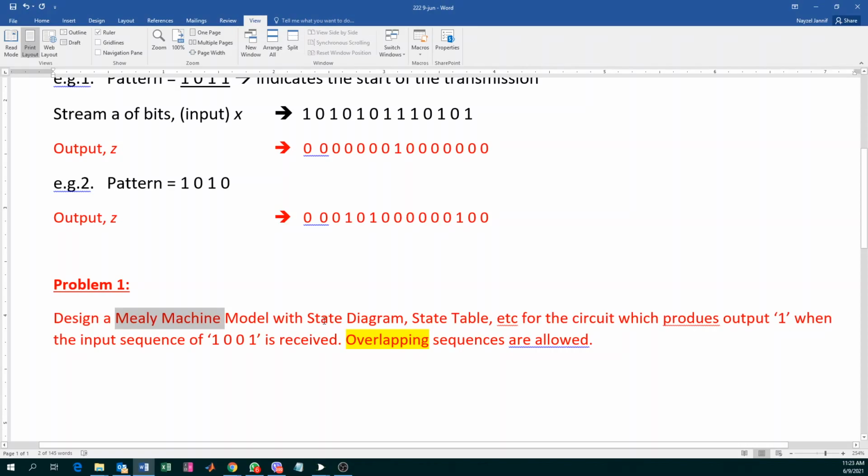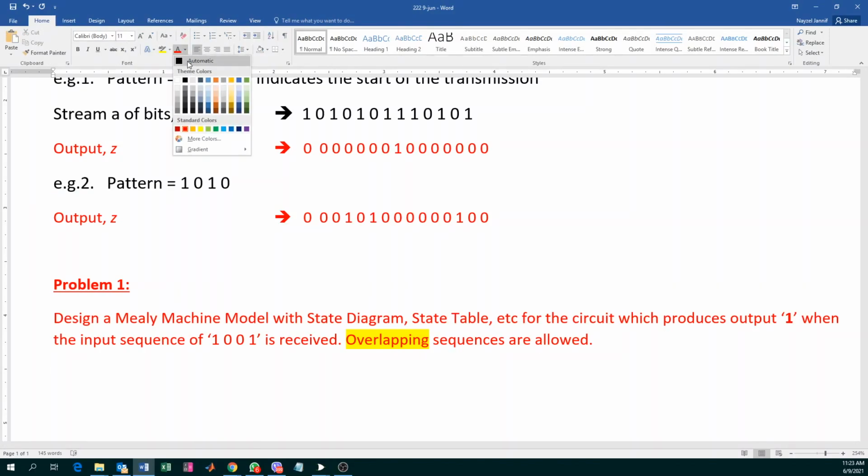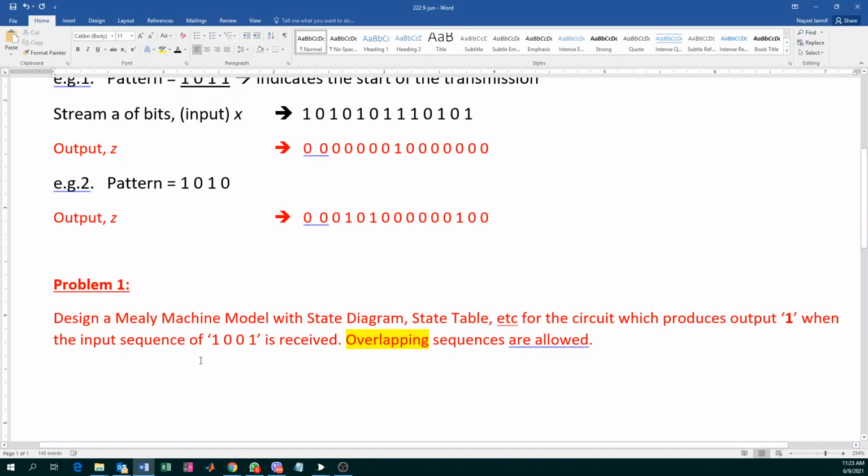So basically, we have to design the whole system. Thank you, guys, for helping me out here. The circuit has to produce output 1 when the input sequence of 1 0 0 1 is received. Overlapping sequences are allowed. Okay, so let's do the solution. There's a particular process to it. It's not a simple solution.